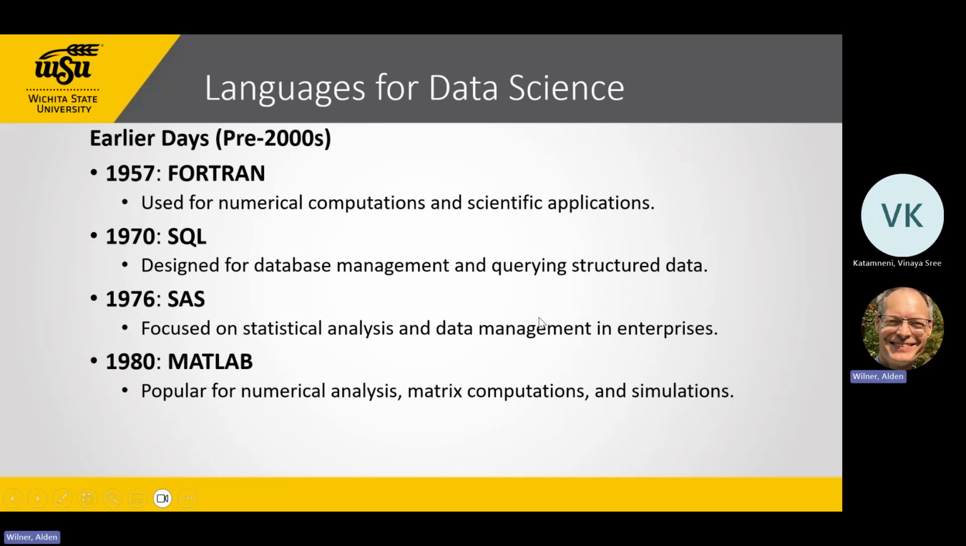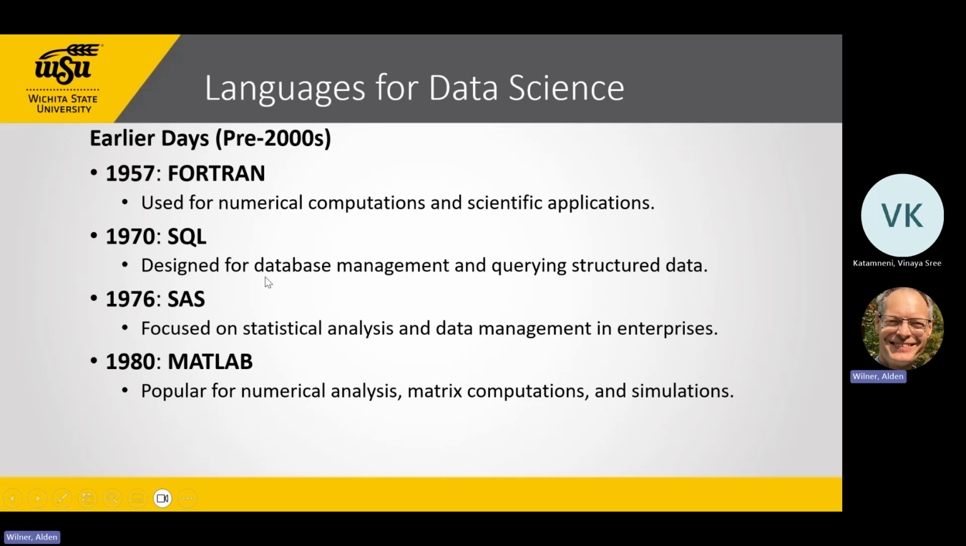Languages for data science. Again, in the early days, in 1957, the programming language Fortran was developed. It was used for numerical computations and scientific applications. It had all kinds of weird little things in there. If you named a variable starting with I, you didn't have to tell it was an integer. You just assumed that if the variable name started with I through N, it was an integer, right? Weird little things that today we're like, why was that in there, right?